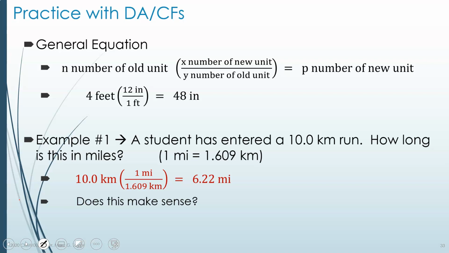Now ask yourself, does it make sense? We know from the beginning that a mile is bigger than a kilometer. It's about 1.6 kilometers. It's a little more than a kilometer.